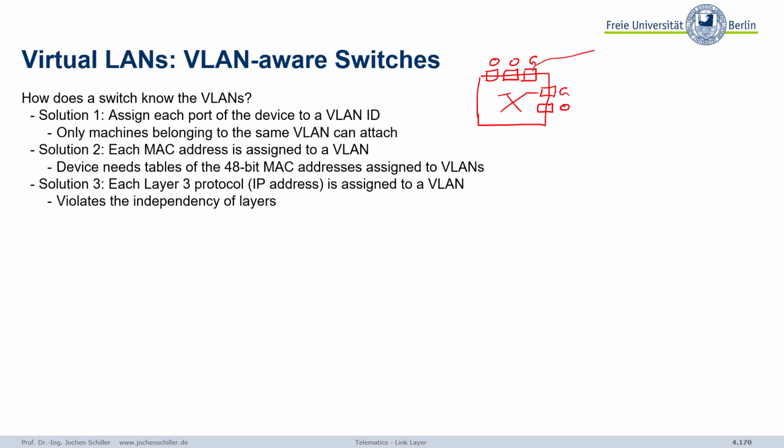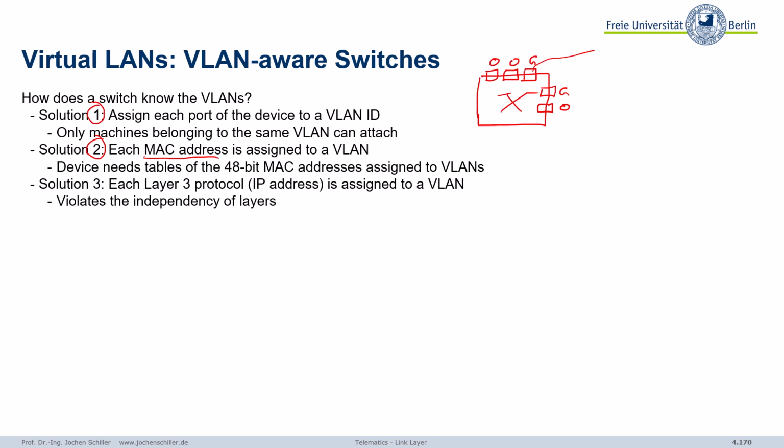That's one of the solutions. There's another solution. We can use the MAC addresses. So we can basically say, okay, this MAC address now belongs to a certain VLAN. So that means your device has a certain 48-bit MAC address, and you assign the MAC address to a VLAN. So you have a list of orange MAC addresses and a list of gray MAC addresses.